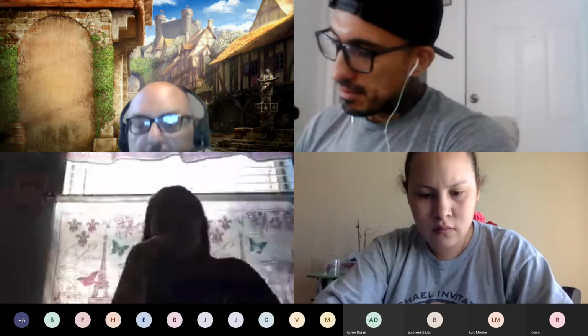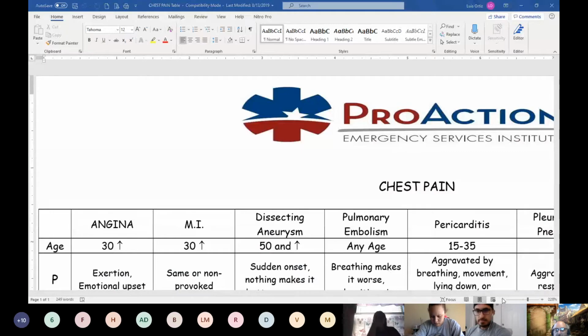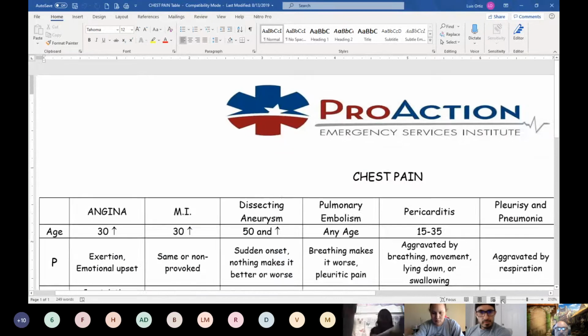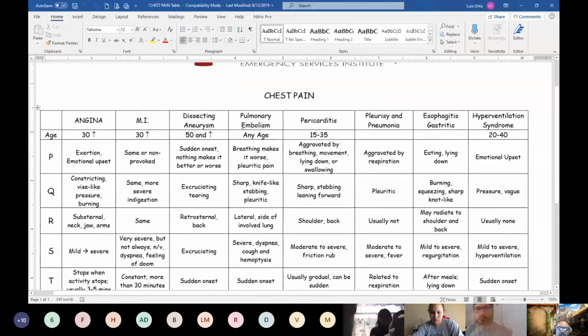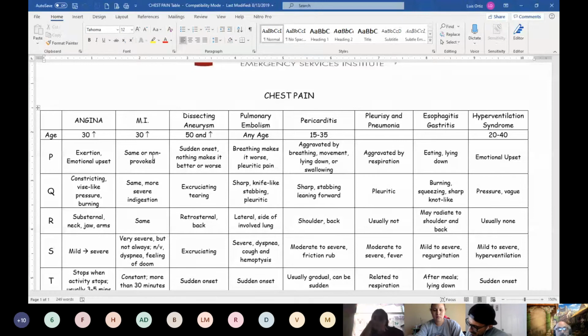All right, let me reduce the size on here. So this has a couple other things, okay? So it has dissecting aneurysm, pulmonary embolism, pericarditis, pleurisy, esophagitis, and hyperventilation syndrome. So angina, like I said, provocation: exertion or emotional upset, where an MI could be non-provoked. Just sitting on the couch, all of a sudden that chest pain comes on. But it also could be upon exertion or emotional upset.